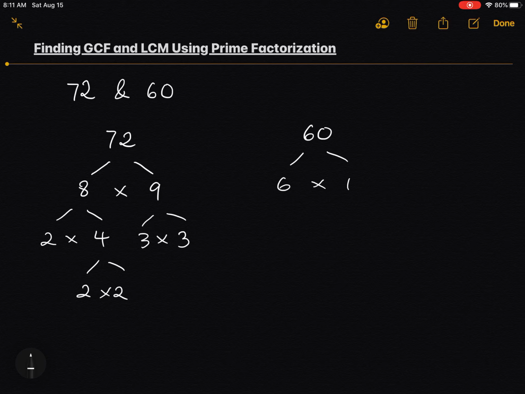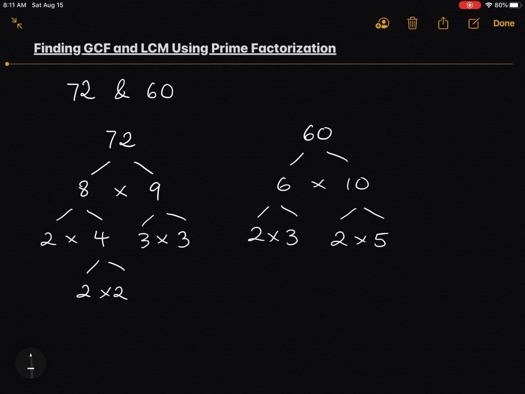6 times 10 equals 60. Again, you don't have to use 6 times 10. It will still work the same way if you use another combination, maybe 3 times 20. You will still end up with all the prime numbers at the very end if you just keep reducing it. So 2 times 3 gives us 6, and then 2 times 5 will give us 10. Now we have all prime numbers at the very bottom of our factor tree. So we are done with the factor tree.